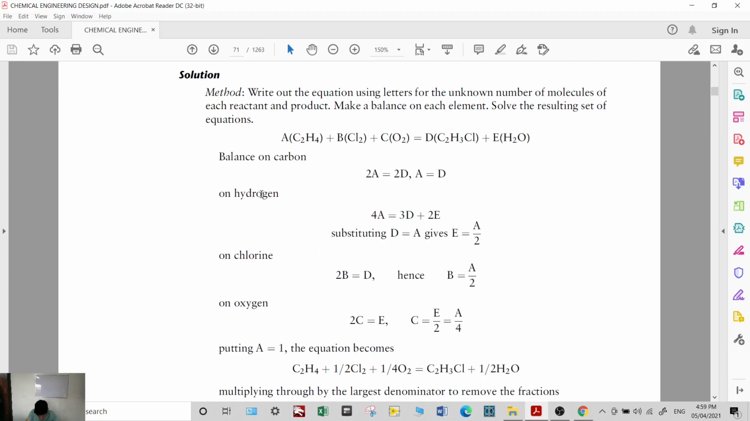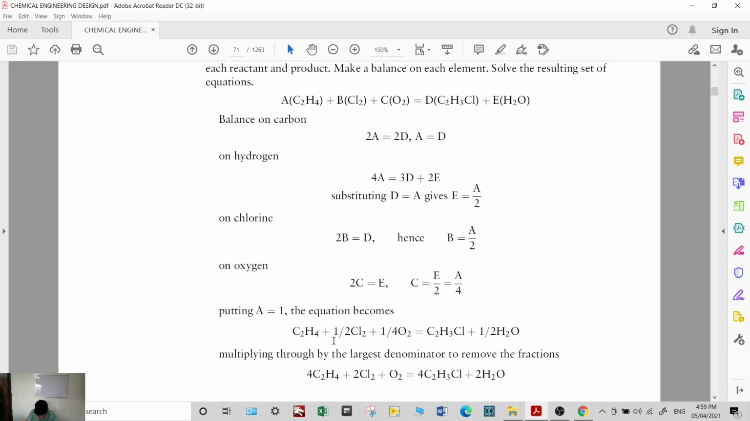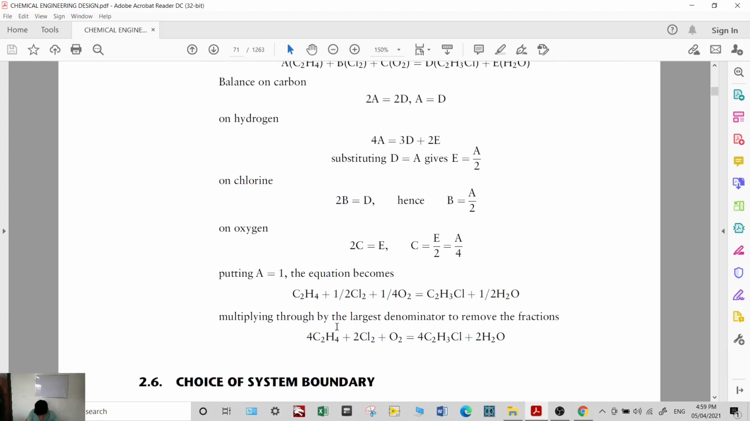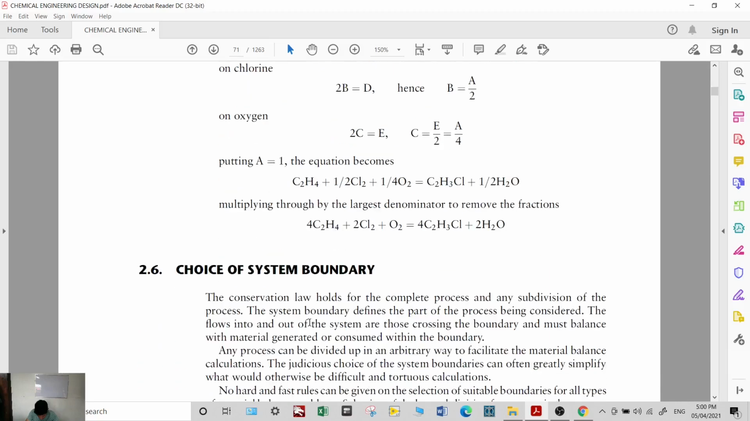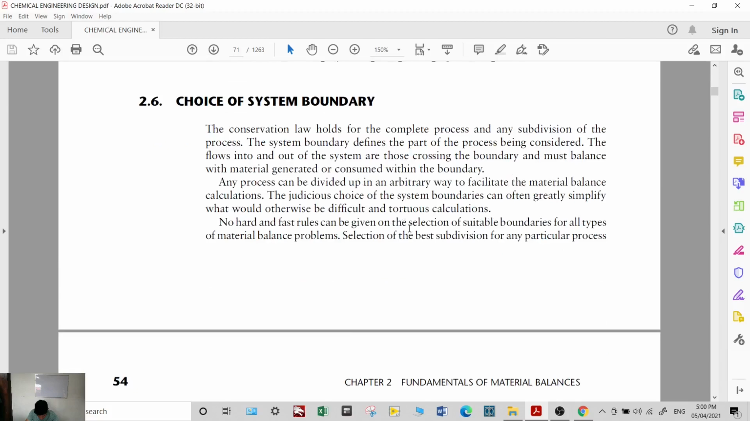Now, you let A equal to 1, the equation becomes C2H4 plus 1/2 Cl2 plus 1/4 O2 is equal to C2H3Cl plus 1/2 H2O. To get rid of the fraction, multiply this by the largest denominator, which is 4. You'll get this equation. Now, what is this equation? It is balanced. Again, this is just a review.